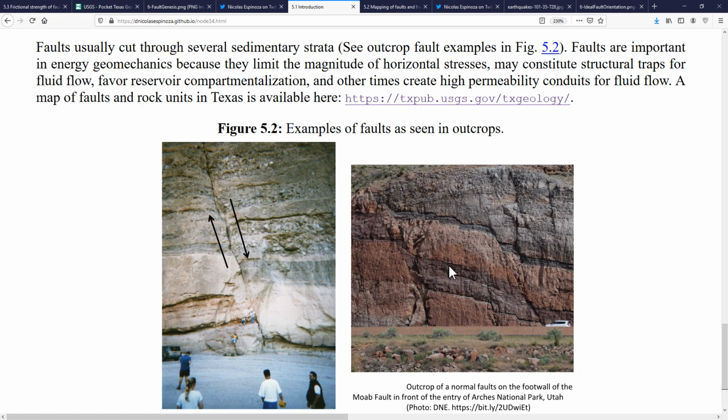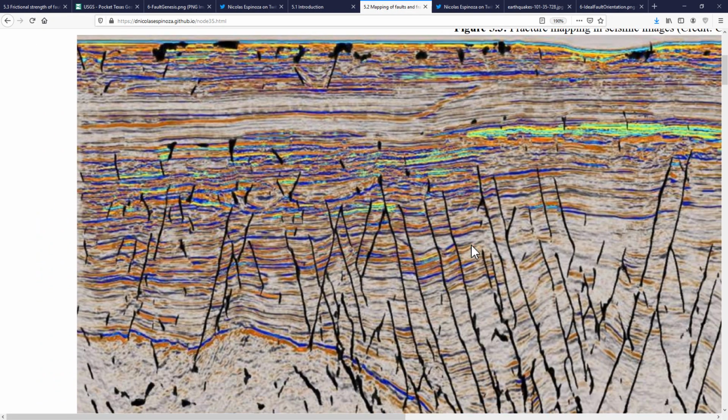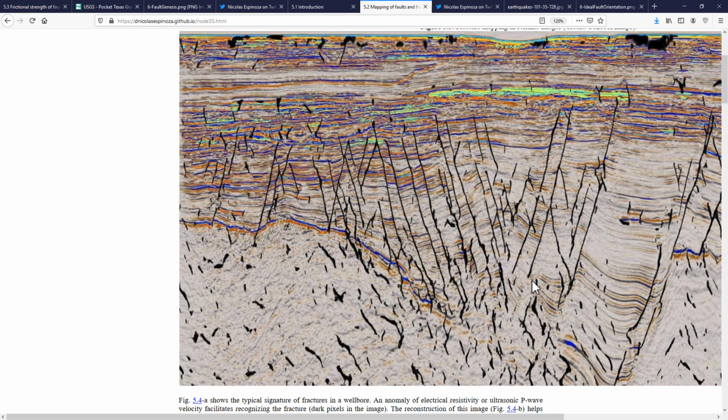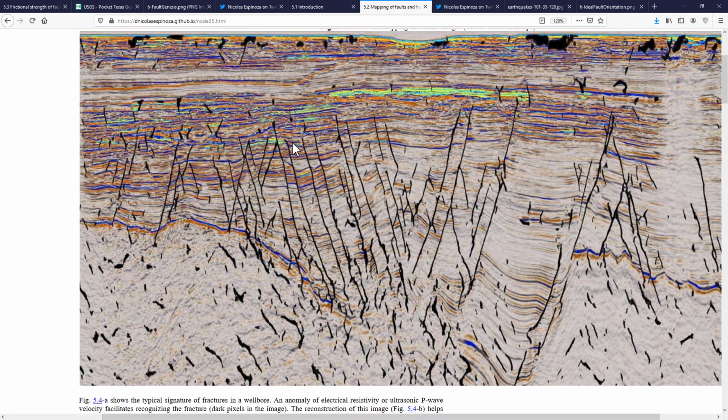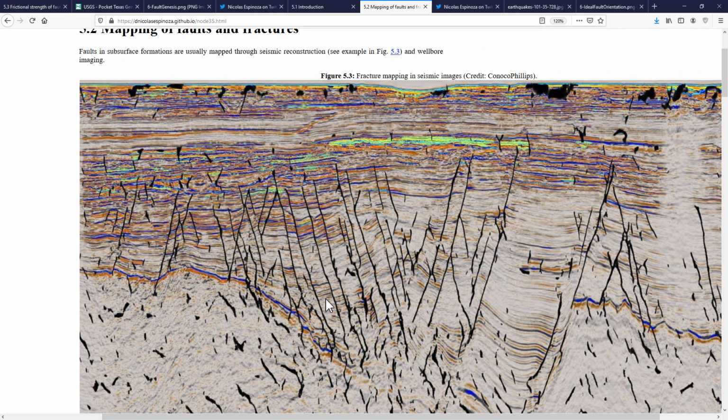These two are normal faults observed in outcrops, and here you have an example of normal faults observed in seismic, where you can see all these discontinuities marked in black are the faults, and also here we shouldn't trust the alignment of these, but if this plot was done in such a way that more or less respects the scale in horizontal and vertical direction, we would see directly from here the angle of these faults.